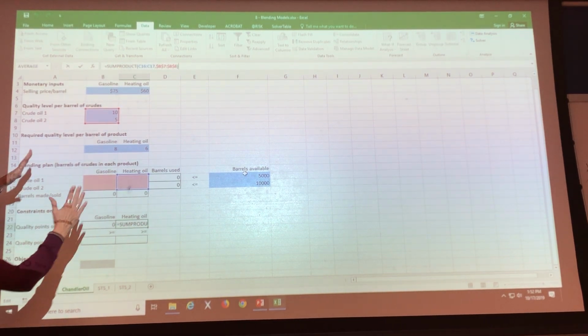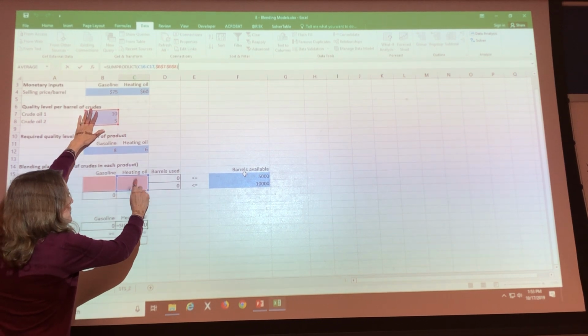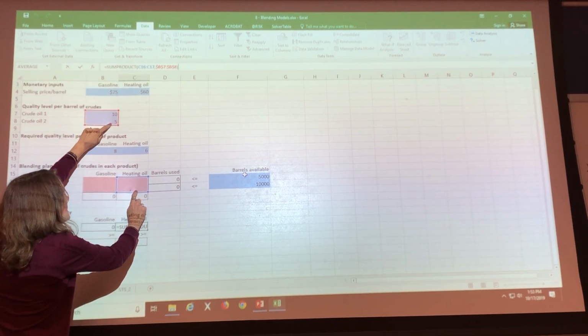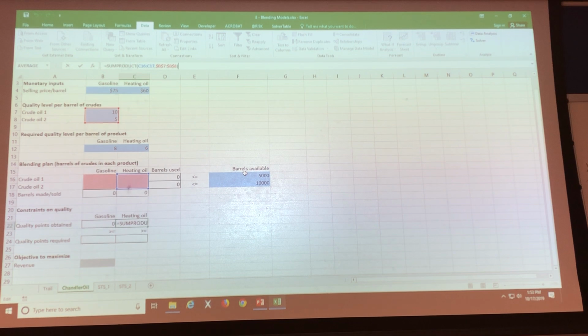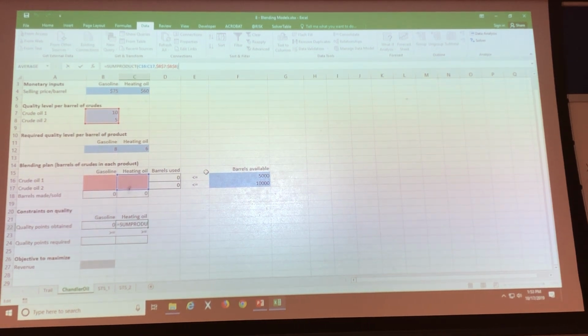And then, of course, the same thing would be true of heating oil. For every barrel, I get 10, for every barrel of this, I get 5. So that's my total obtained. Now I need to compare that to the total that's required. Now that's the total that's required. What would I do there?